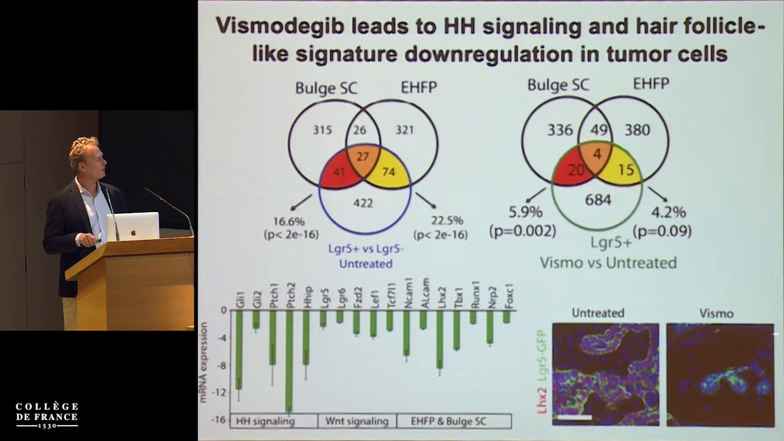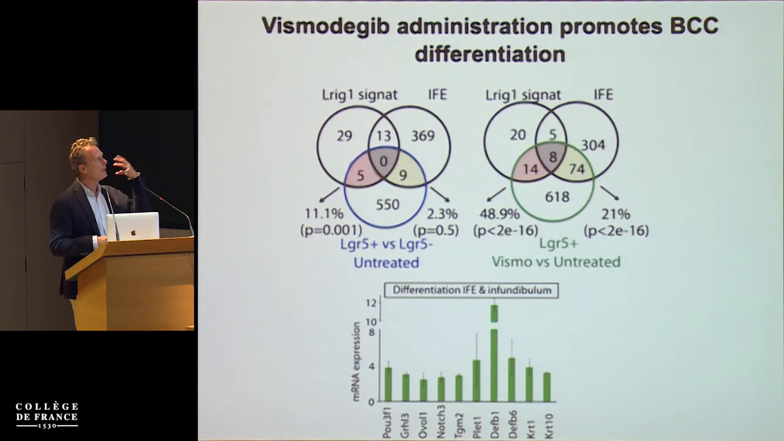And what we found is that while I showed you that normally there's this profound reprogramming into a hair follicle-like fate, when you administered vismodegib, this reprogramming was considerably decreased. And at the same time, as you have the decrease in this hair follicular identity, you have an increased expression of interfollicular and infundibulum markers, a massive increase of this marker expression. You go from 2% to 20%, a very strong increase.